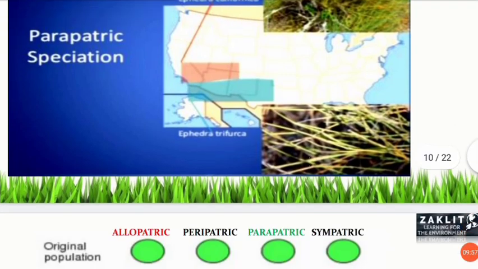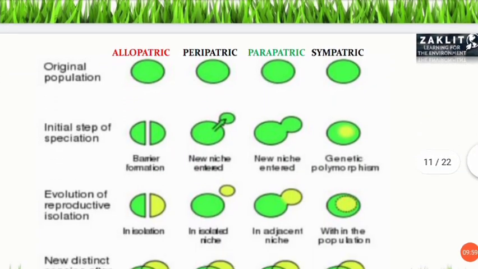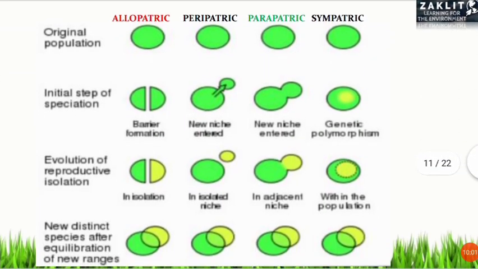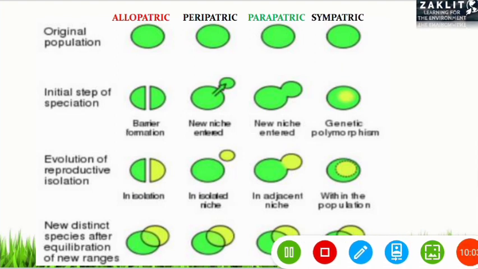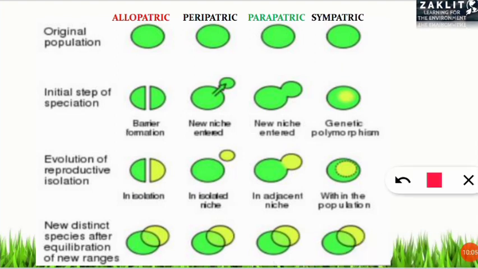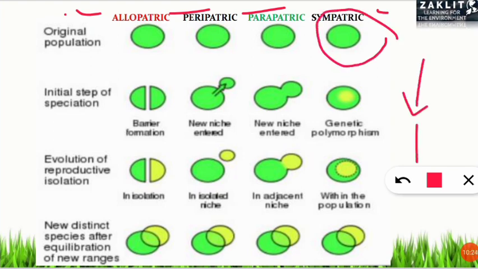Now let's move on and see another kind of speciation, which is peripatric. We have not discussed it here, so we'll see peripatric after knowing this table. This table depicts all four important kinds of speciation: allopatric, peripatric, parapatric and sympatric. Initially we have taken the solid green circle as the original population, and gradually when these have changes, they go and form two different kinds of species.